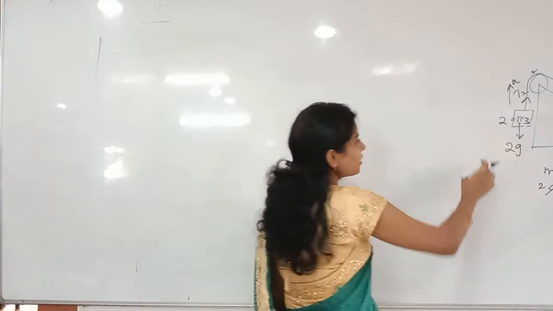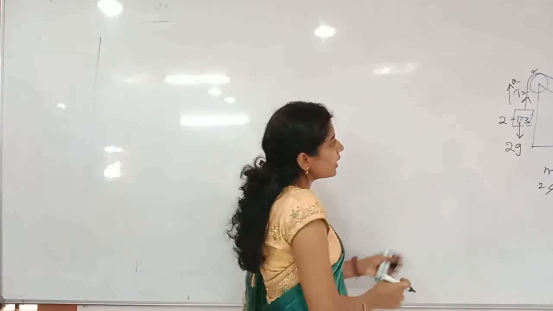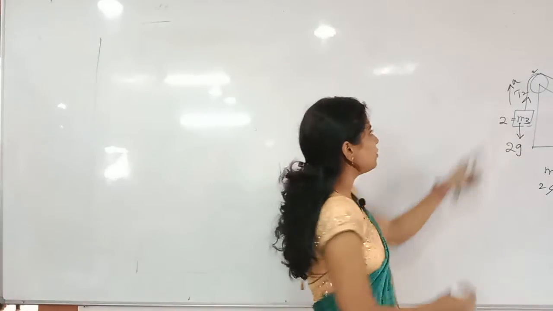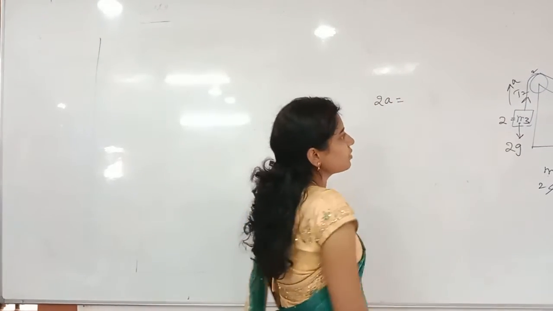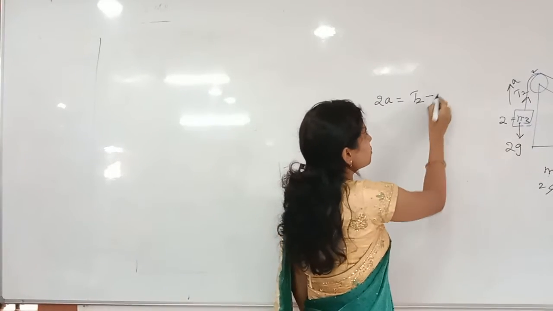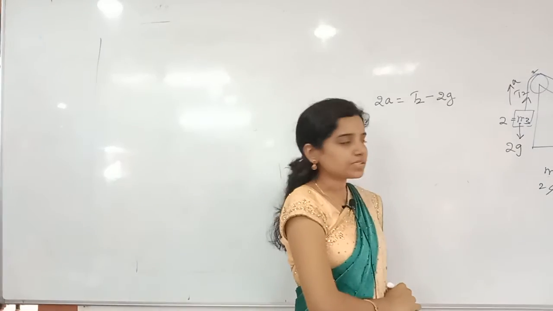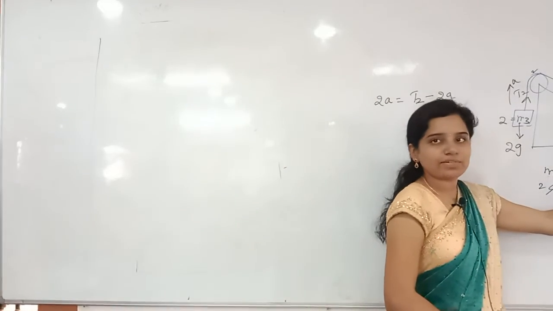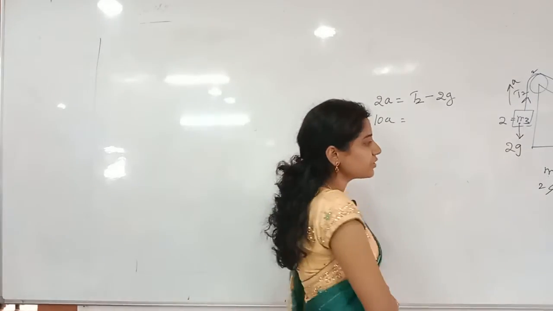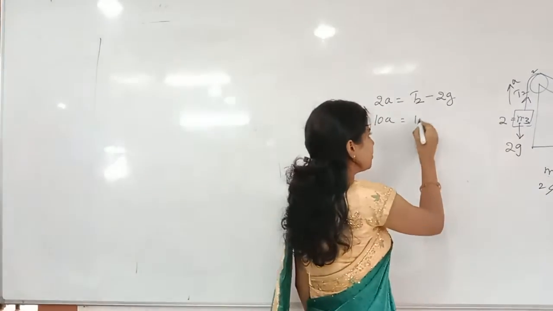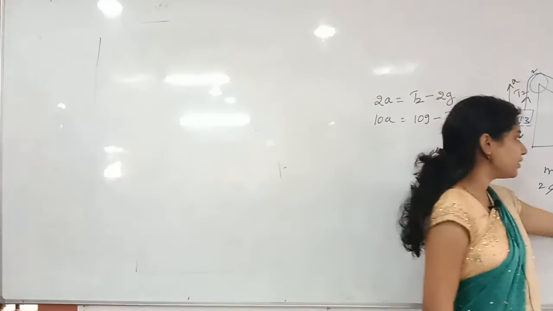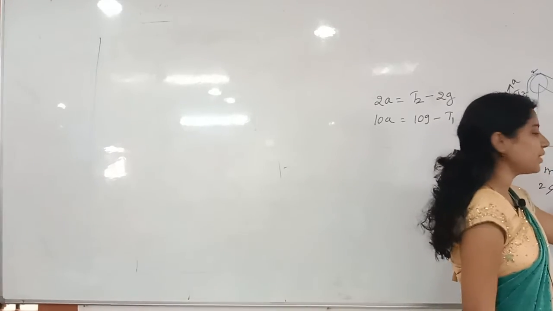Now, for the free body diagram of M3, what can I write as the acceleration equation? 2 into A. 2A is equal to who is supporting? T2 is supporting. Who is opposing? Minus 2G. Clear everybody? Yes. Then for M1 I will write the equation again. It will be easy: 10A is equal to who is supporting there? 10G is supporting, minus T1 is opposing. For this body I have taken 10A is equal to 10G minus T1.